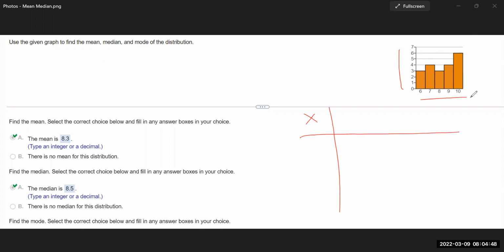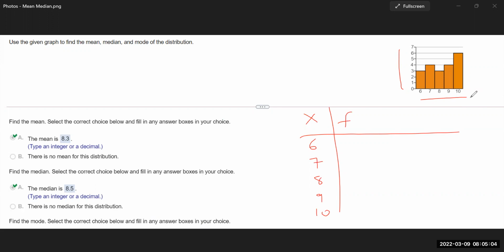So I'll do X. So the X's we have 6, 7, 8, 9, and 10. Is that okay? Those are your X values. And then the corresponding frequencies.